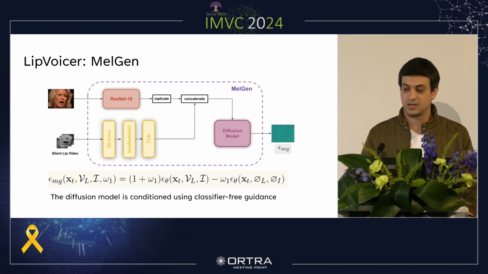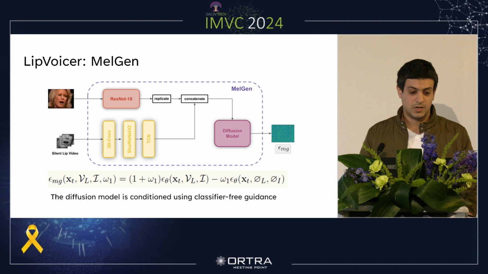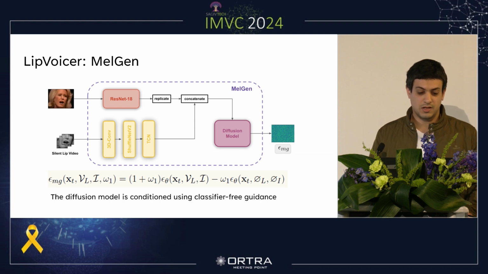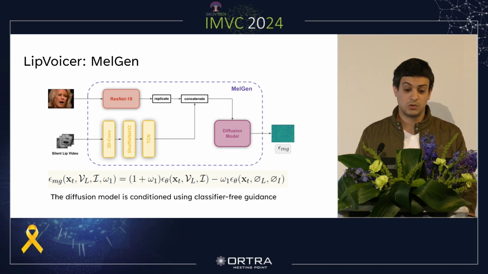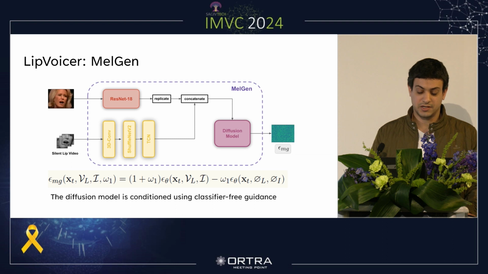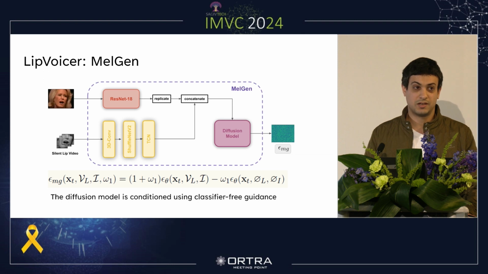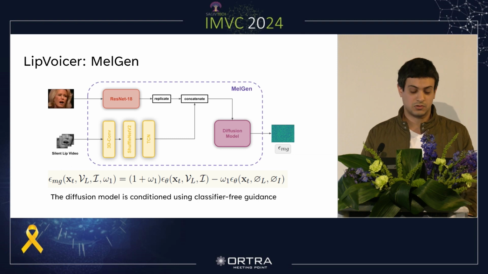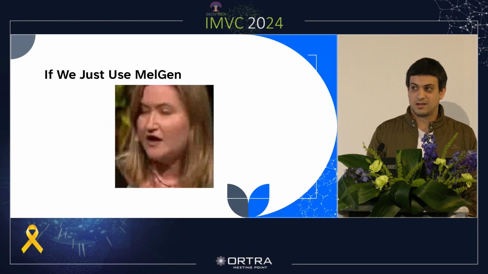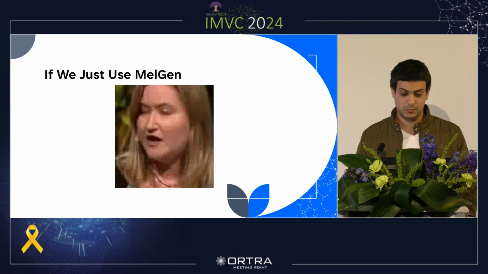So we take a crop of the lip region and have it as an input, and we extract features from the face image and the lip region video. We combine them and we use them to train a diffusion model guided with classifier-free guidance. After we train this model, it knows how to predict the diffusion noise, and this way we can generate mel spectrograms. Now, let's just for a second say, perhaps this MelGen diffusion model can do it. We can only use that one to generate mel spectrograms. So let's see what happens.